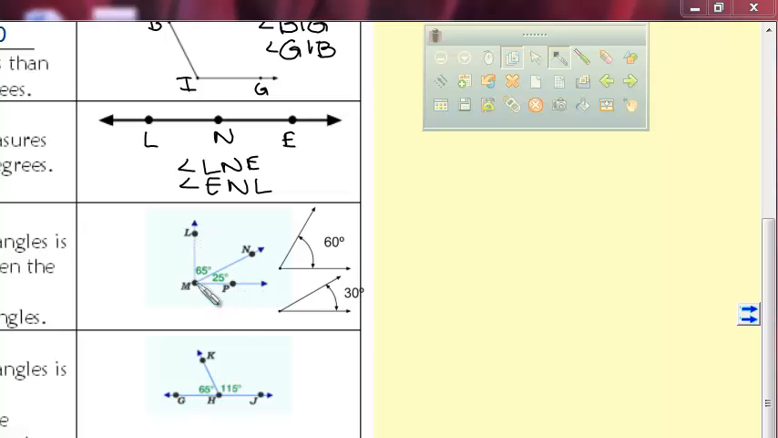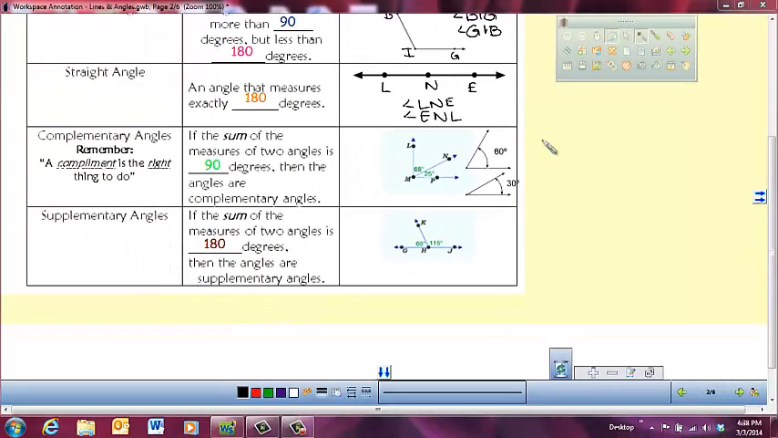Angle LMP is this big 90-degree angle, but it's split up into two angles with this ray coming out, ray MN. So we've got a 65-degree angle plus a 25-degree angle, and 65 plus 25 is 90. So if you were going to write it, you'd want to write that angle LMN and angle NMP are complementary.